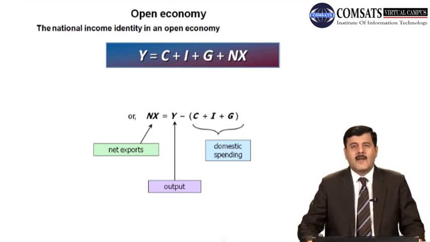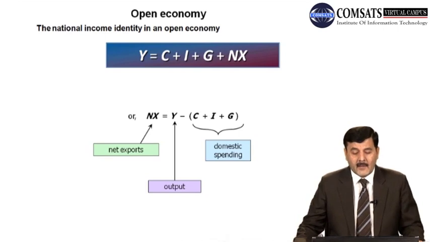On the left side, NX is the net exports. On the right side, we have two components of the equation. One first component is the output in the economy, the second is domestic spending, right? So if you subtract the output from domestic spending, the remaining amount which is left with the economy, basically that is the net exports of the country.